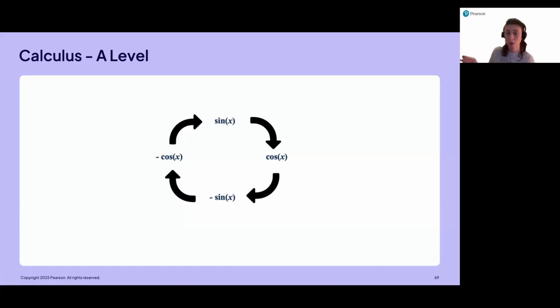Just something to help your students remember what the derivatives are when it comes to the negatives in particular. If you've got any other ways or tricks to help your students remember things, please feel free to pop them in the chat and share.